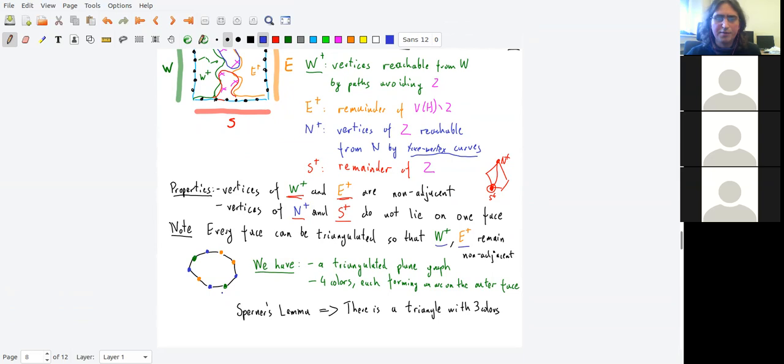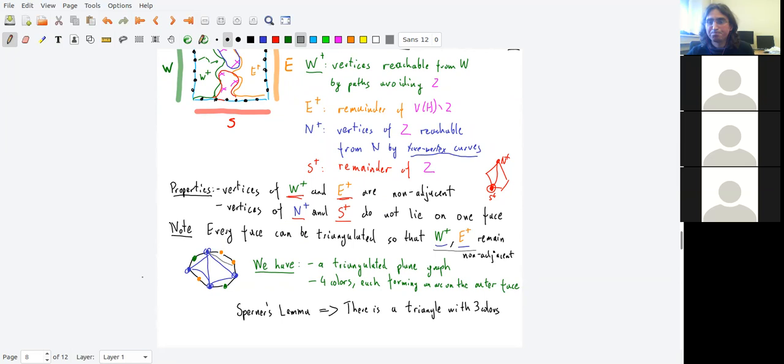Whenever I have a face and say that there are some north plus vertices here, and there are some east plus and west plus, then I can first triangulate the north plus vertices. Then every remaining region has only the east plus or the west plus, and then I can triangulate it in any way. So I triangulate the graph in such a way that I still do not have west plus and east plus adjacent.